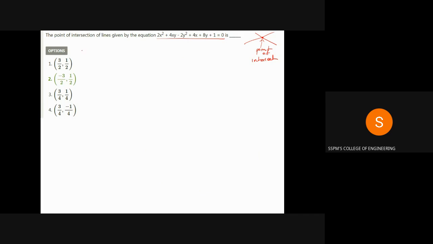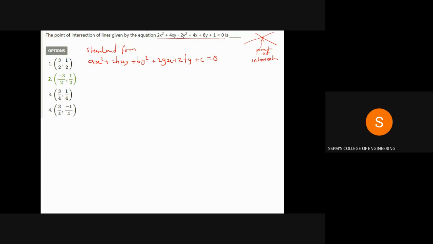First we will compare this with the standard equation. What is our standard form? It is ax square plus 2hxy plus by square plus 2gx plus 2fy plus c is equal to 0. So this is our standard form.